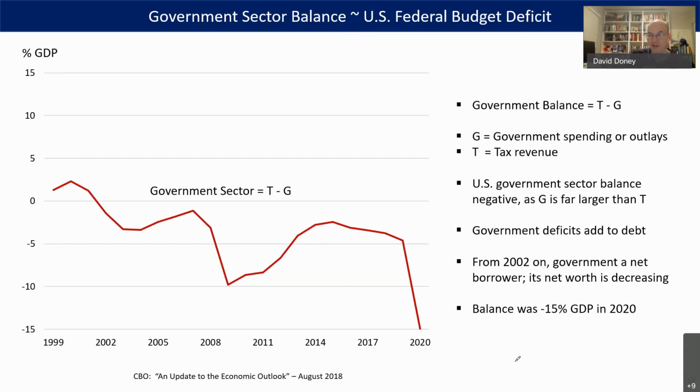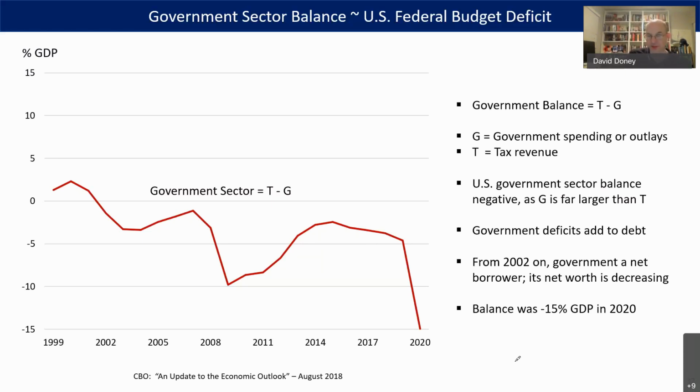So the language that the economists use is T minus G. T is tax revenue, G is government spending. And so the government balance is T minus G. We have much bigger spending than tax revenue, and so that's why this is a negative number. G is much bigger than T. And when you think about the government sector balance, when it's negative like this, a big deficit, they're adding to debt, meaning the government's net worth is getting more negative. It's a net borrower. Its net worth is decreasing. All right?